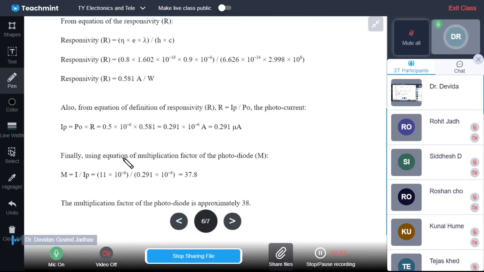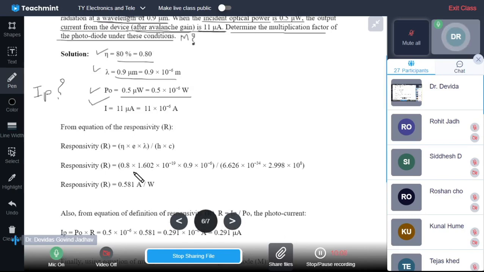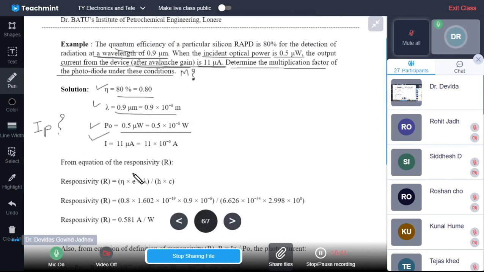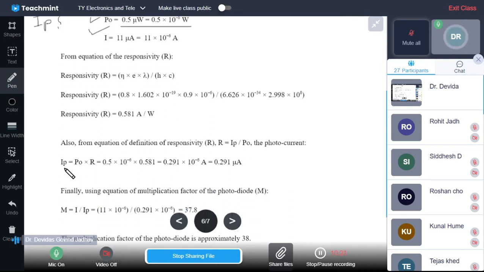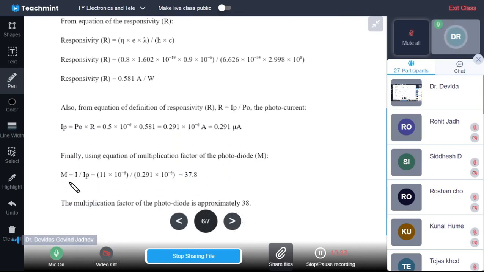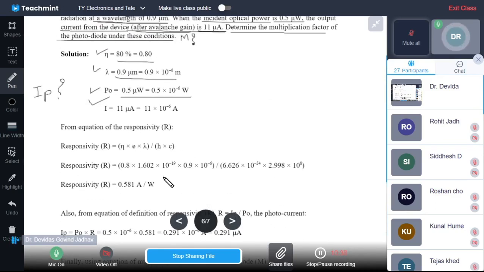So again go for the R equation, the alternate R equation. R equations are eta E upon HF. F is not given. Eta E lambda upon HC. Lambda is given, so eta is given. E, H, C are constants. So you can use this responsivity equation. You find out the responsivity, then you can find out the IP, and using IP you can find out the multiplication factor. So this must be the strategy. Okay, so substitute and solve it.